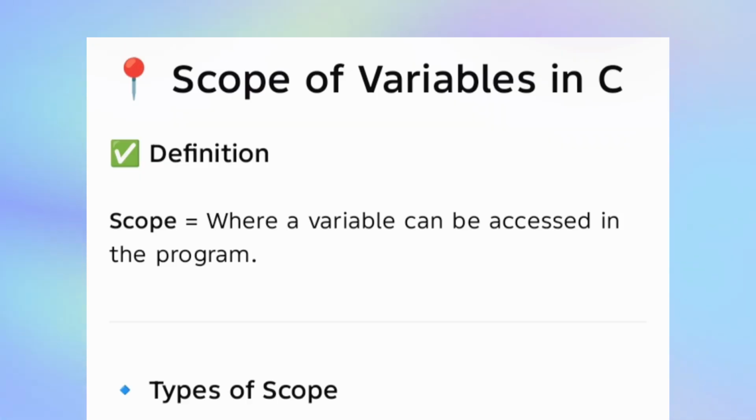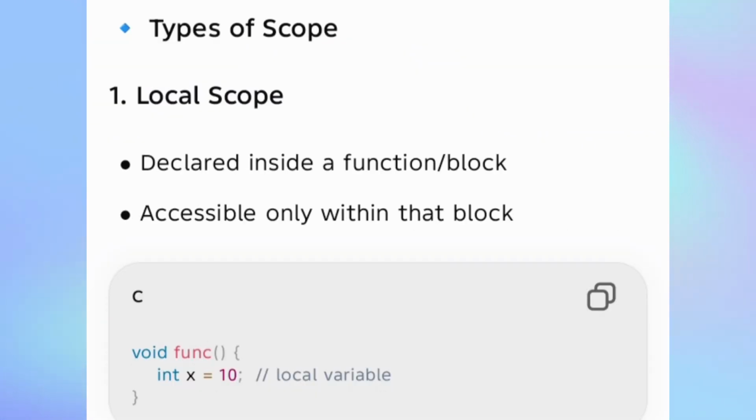Scope of a variable in C. Definition: scope is where a variable can be accessed in the entire program. Types of scope: local scope, declared inside the function or block, accessible only within that block. For example, void function, int x = 10. It's a local variable.